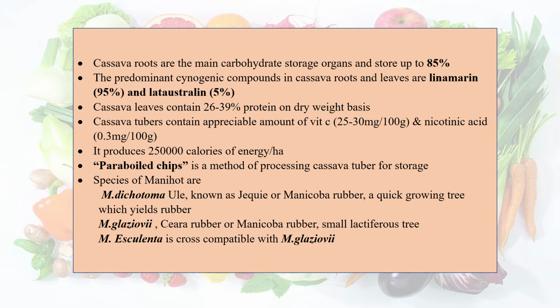It produces 250,000 calories of energy per hectare. Next, this is also very important for the NET. Parboiled chips is a method of processing cassava tuber for storage.